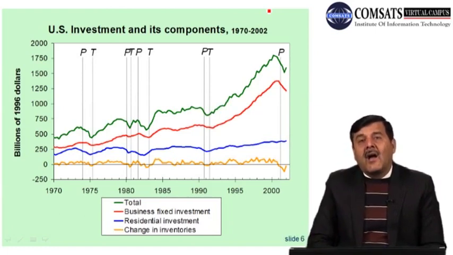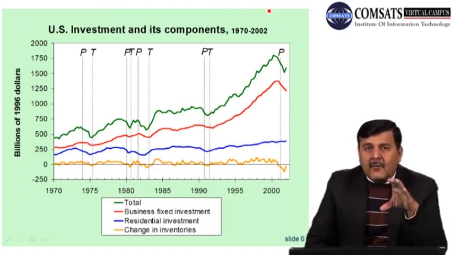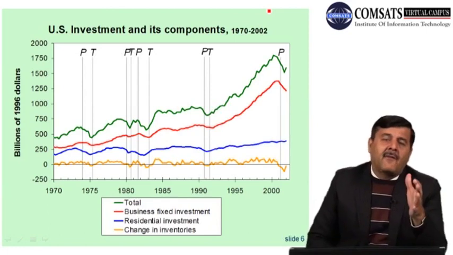So what we can conclude is that if there is some problem in some investment at some time, if it is going down, of course that affects the other types of investment in the country and the economy. So this is what we mean by showing this graph.